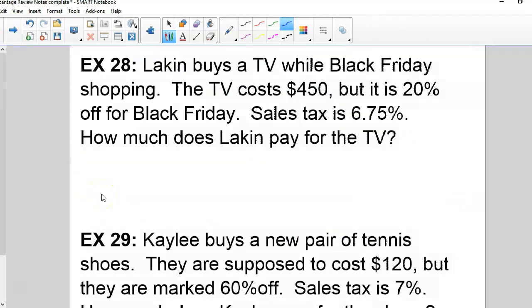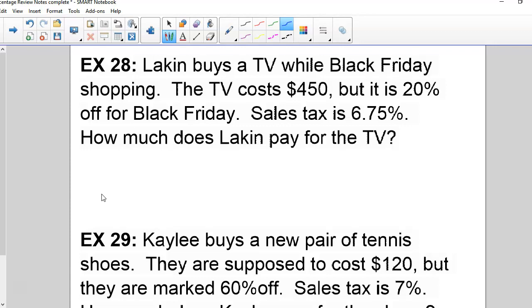All right, Lakin is going to buy a TV while Black Friday shopping. The TV costs $450, but is 20% off for Black Friday. Sales tax is 6.75%. How much does Lakin pay for the TV?